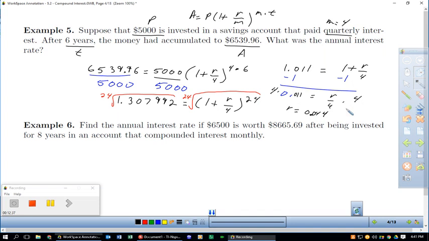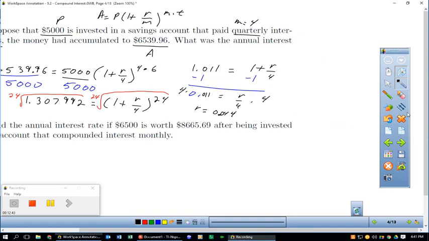Now let me go ahead and get the exact value. In the calculator, I get, perhaps I should clear that up just a little bit. That is 0.044 with some change. Now, in my calculator, when I subtract 1, multiply by 4, get the exact value, I get 4.045 with several zeros. So R is 4.5%.